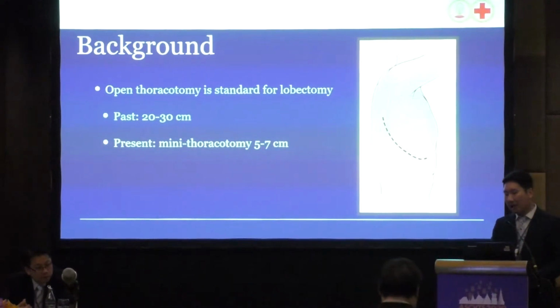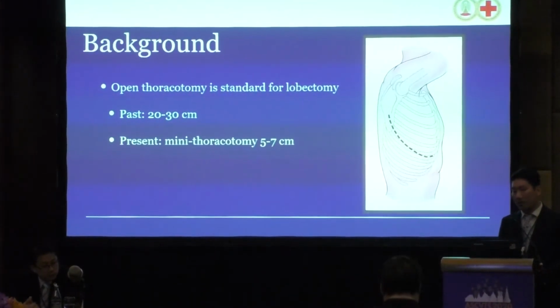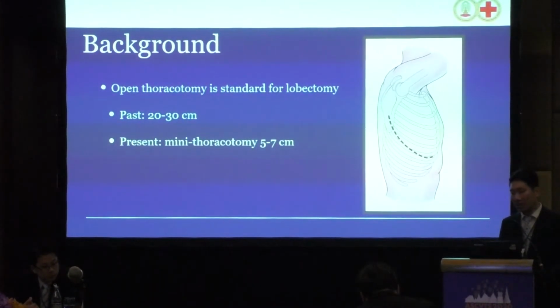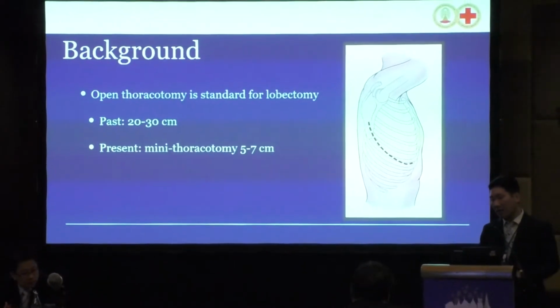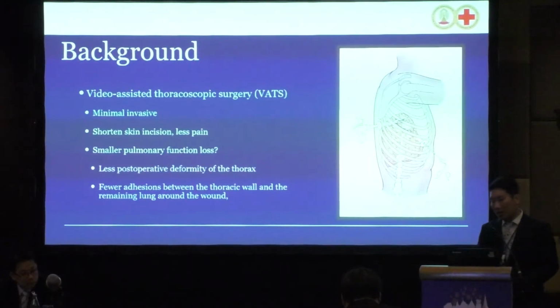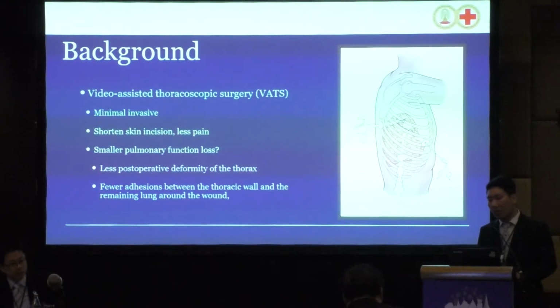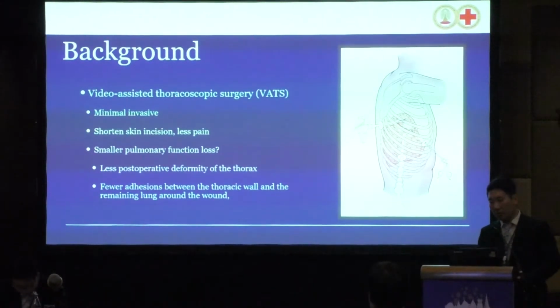Background of this study. As we know, open thoracotomy is the standard for lobectomy. In the past, the incision may be 20 to 30 centimeters. At present, the incision is reduced to 5 to 7 centimeters, as we call mini-thoracotomy. Since 1990, video-assisted thoracoscopic surgery has gained widespread favor with rapid development because it is minimally invasive. It shortens skin incision, less pain, and from many studies, the oncological outcome of VATS is comparable to open thoracotomy.